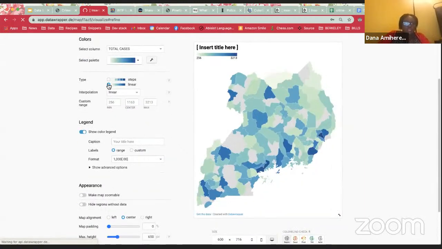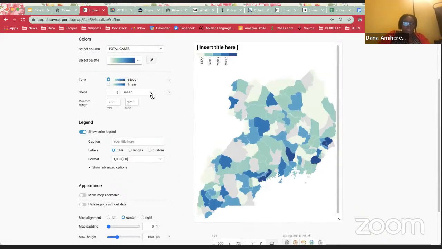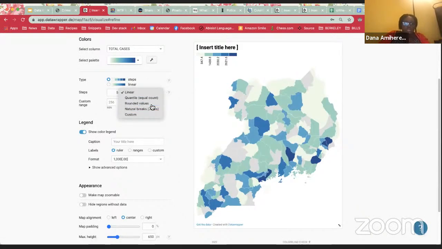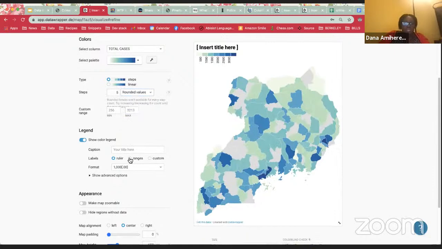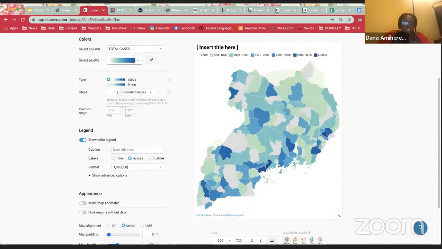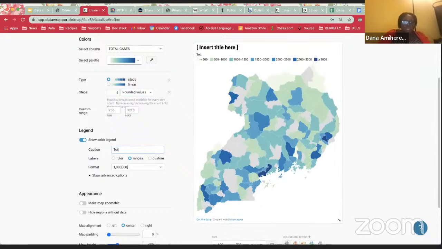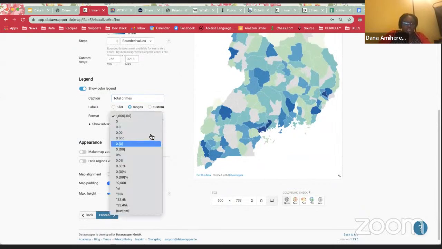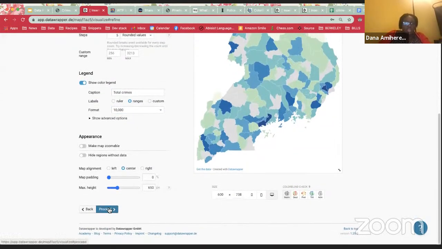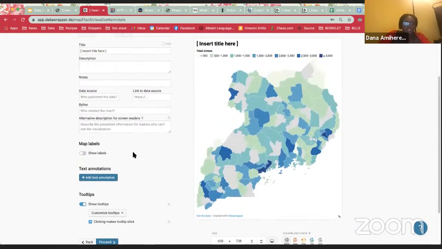Okay, so we're going to go through the same steps that we did before. So I'm going to turn this into steps and turn it into rounded values and turn it into ranges. I'm going to say total crimes, switch this over to comma. And then we're going to have an extra step here. So this is going to give you guys what you want.